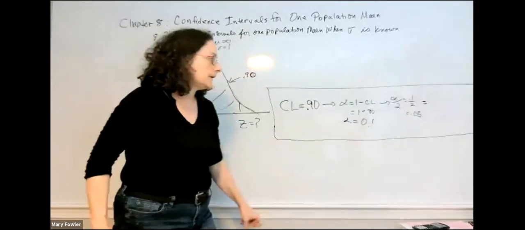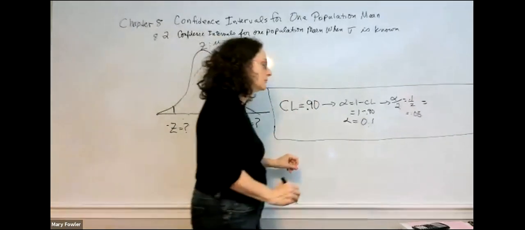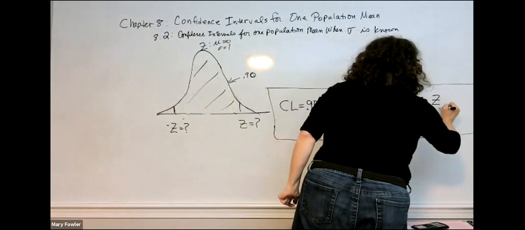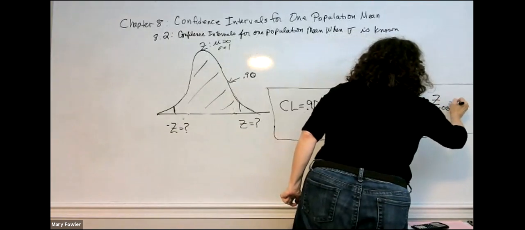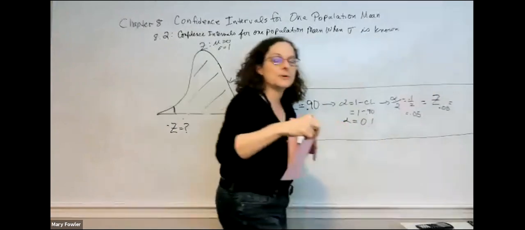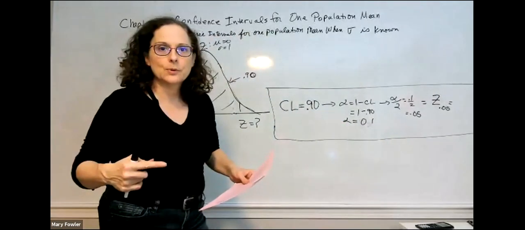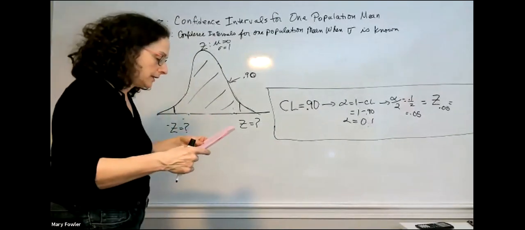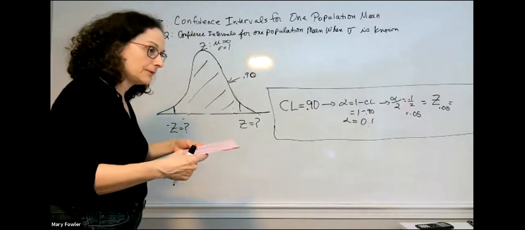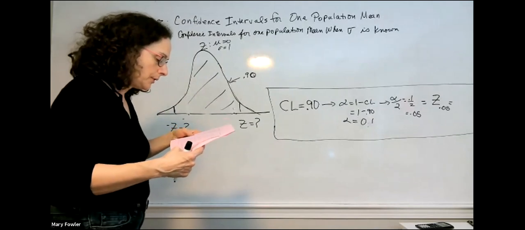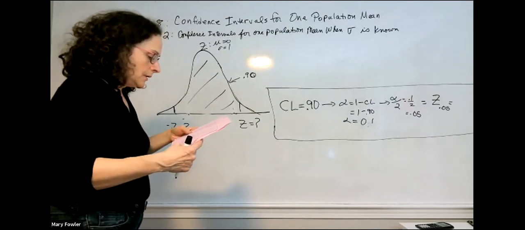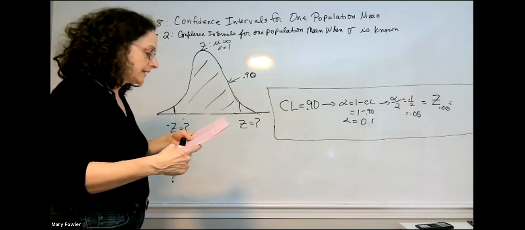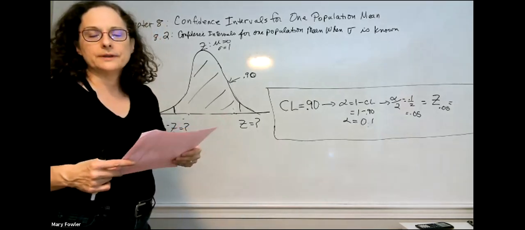Now we're looking for z sub alpha over 2. We have our picture here. So we're looking for z sub 0.05. Going to get that formula card. Do the indirect lookup on 0.05. It's going to give you the left tail, right? So go ahead and look up indirect 0.05. Negative 1.64 or negative 1.65.